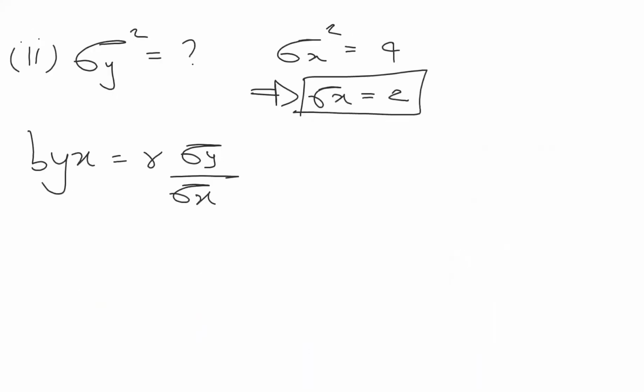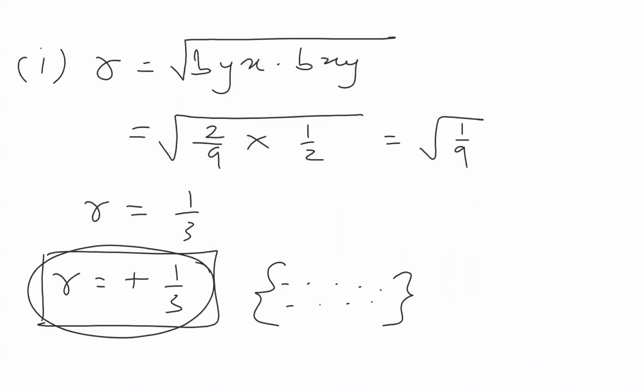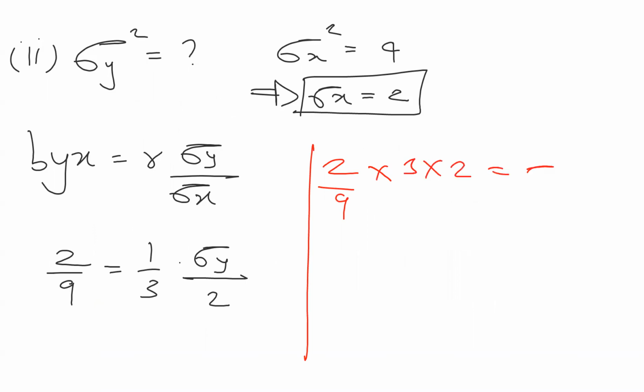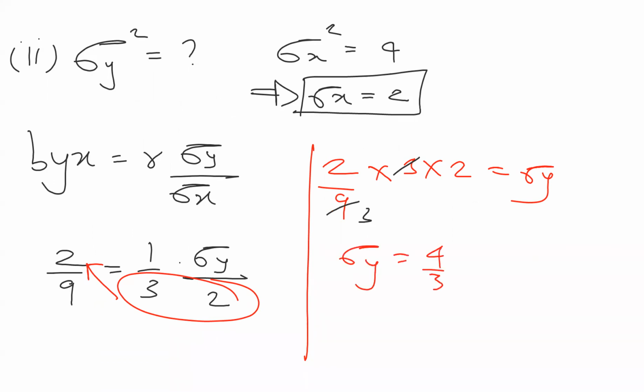So 2 by 9 is equal to 1 by 3, r is 1 by 3, which we just calculated, into standard deviation of y, which we don't know, upon standard deviation of x, which is 2. Okay, so therefore 2 by 9 into 3 into 2 is equal to standard deviation of y. I cross multiplied this over here. So 2 into 2 will become 4, and 3 nines are 27. Standard deviation of y is equal to 4 by 3.